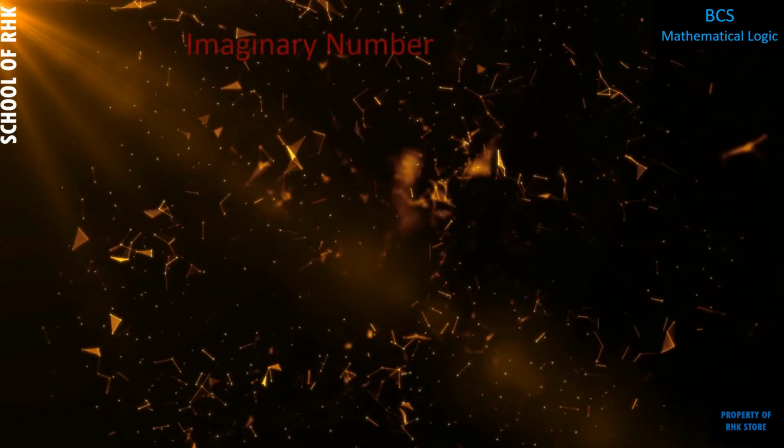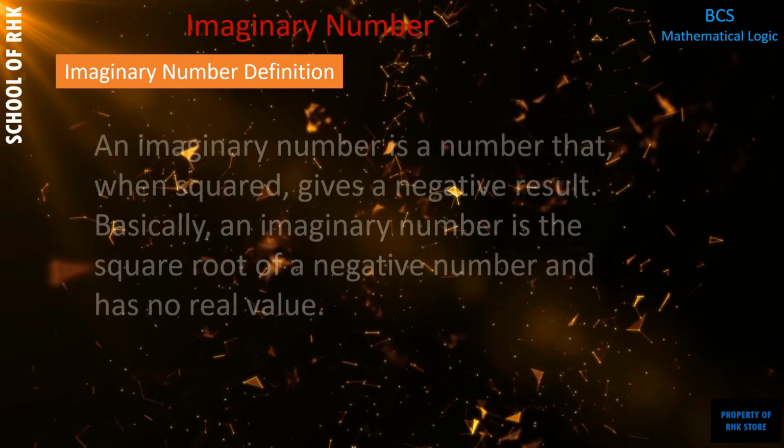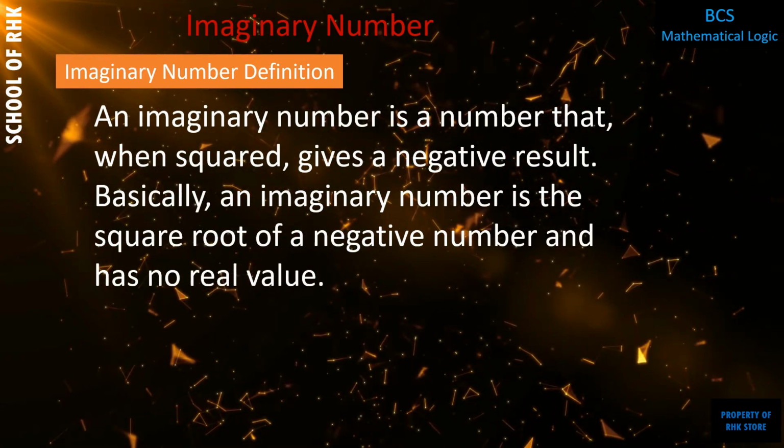The definition of imaginary number. An imaginary number is a number that, when squared, gives a negative result. Basically, an imaginary number is the square root of a negative number and has no real value.